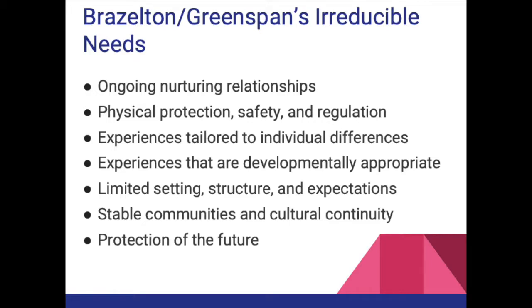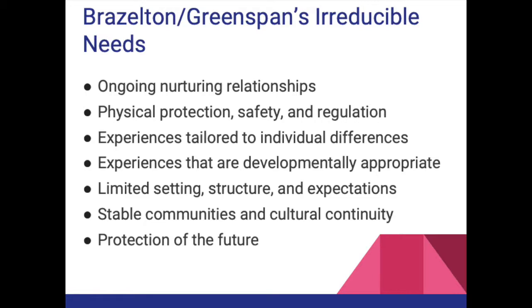The next need is physical protection, safety, and regulation. Children need an environment both before and after birth that protects them from physical and emotional harm. For example, this includes appropriate food, clothing, and shelter and protection from toxins, harm, and any other form of abuse. The next one they have is experiences tailored to individual differences. Each child has a unique temperament and a way of relating to the world of matter and people. Parents need to match the child's strengths and weaknesses with their experiences. In this way, a child will achieve his or her potential.